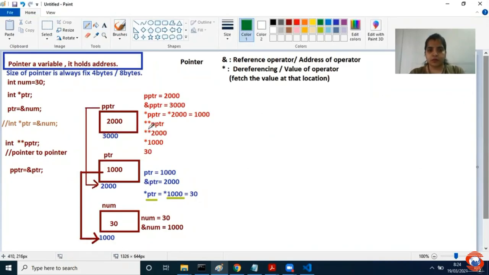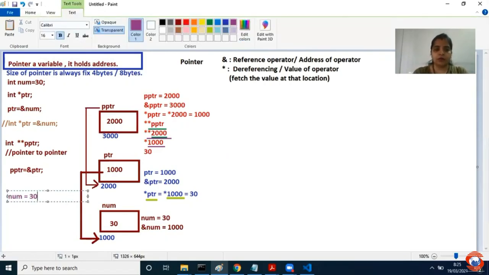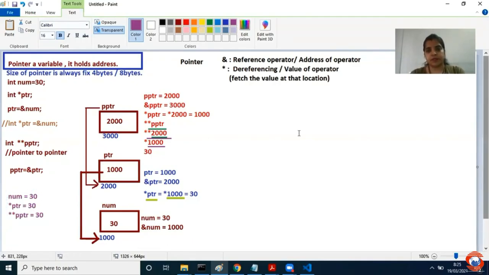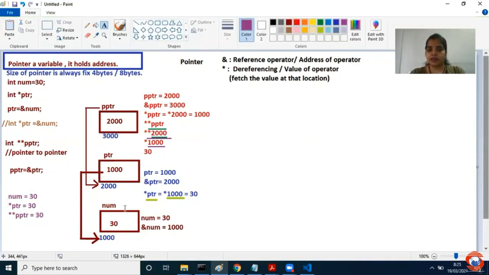Right? So if you observe, I have got this value as 2000. Again, I try to find the value at 2000, which I've got as 1000. And again, the value at 1000, I've got as 30. Did you all understand up to this point? Right? So by looking at this example, can I say num value is equal to 30, pointer PTR value is also 30, pointer PPTR value is also 30. So can I say I am accessing this num variable in an indirect way?